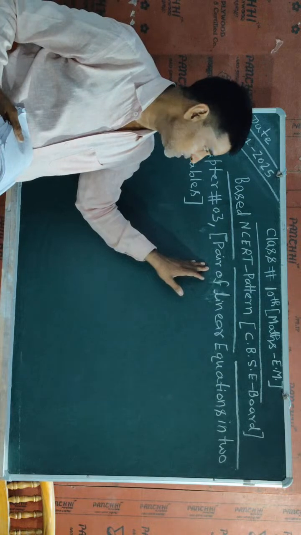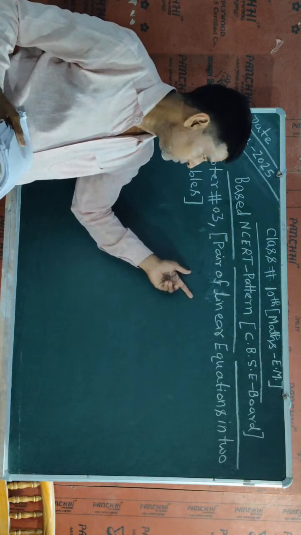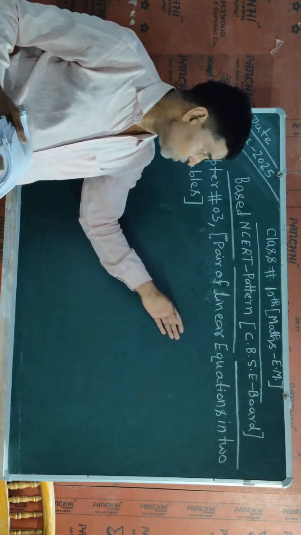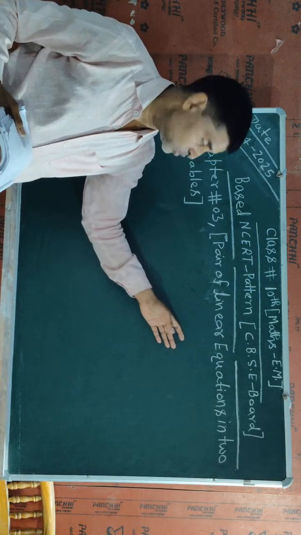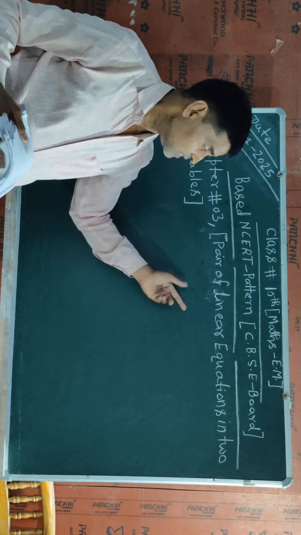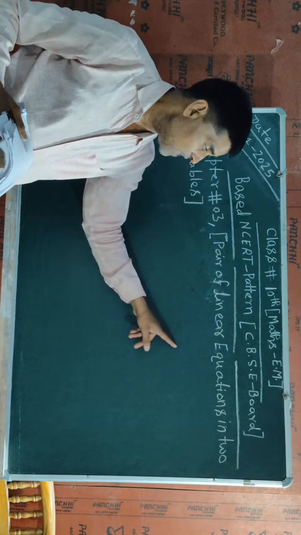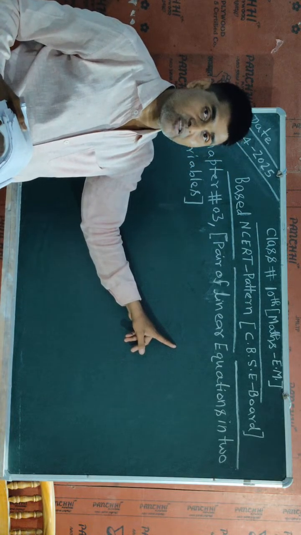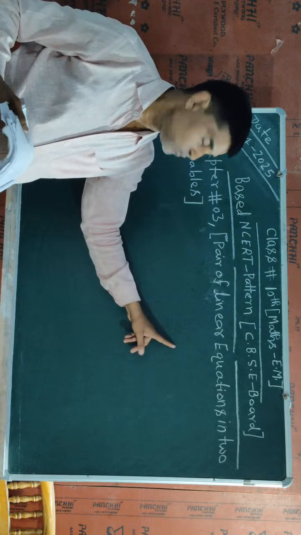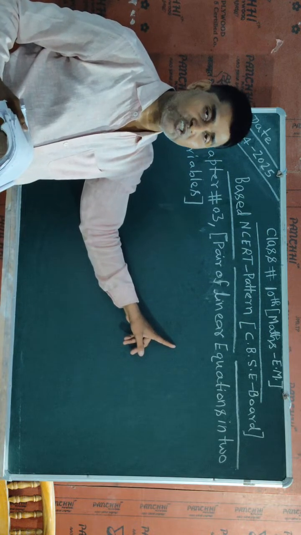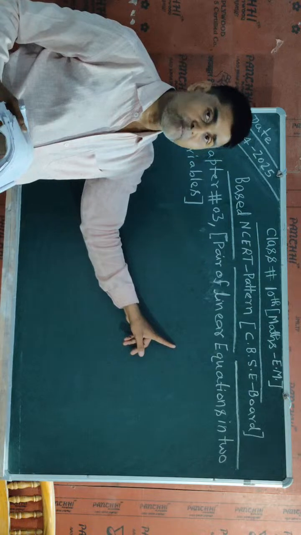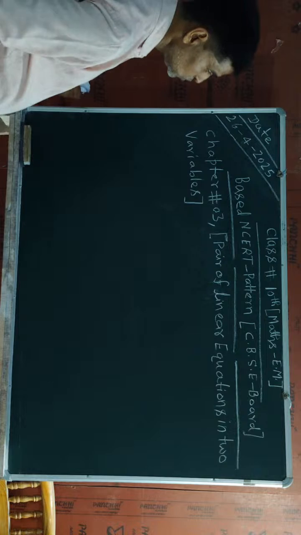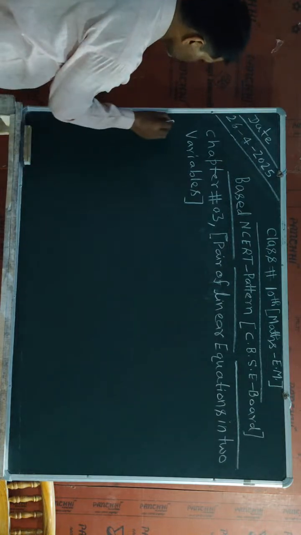One condition is: if a1 divided by a2 is not equal to b1 divided by b2, then I will say there is a unique solution, and I will obtain that unique solution by two methods. I can use either method. One method is the substitution method and the other is the elimination method. Students, I am going to write the question first.